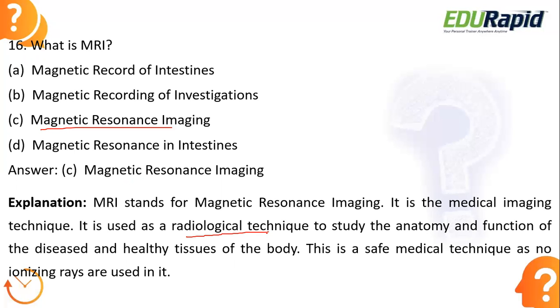This is one of the safest medical techniques that can be utilized for most purposes, specifically when we have to study the anatomy of a patient's body. There are no ionizing rays used in this MRI technique. It is all completely based on magnetic resonance imaging.